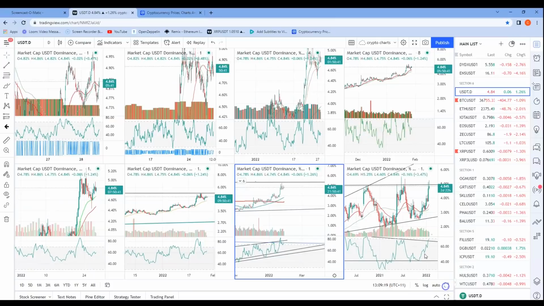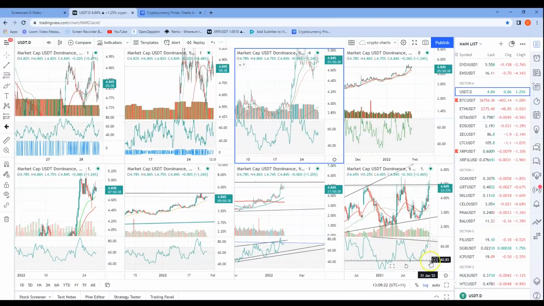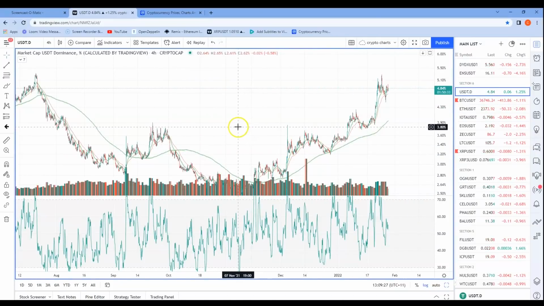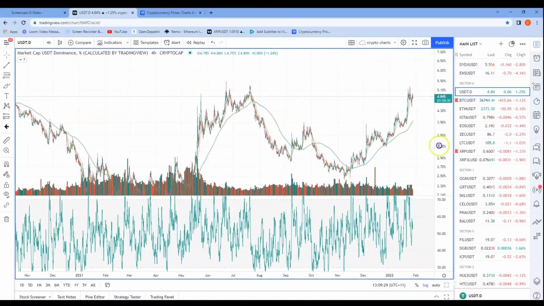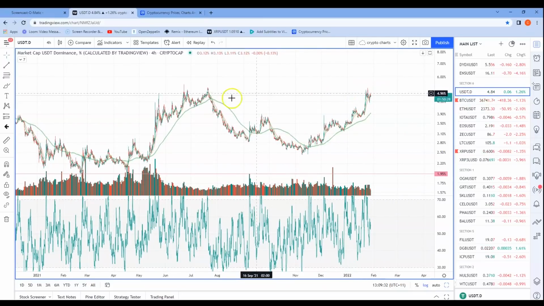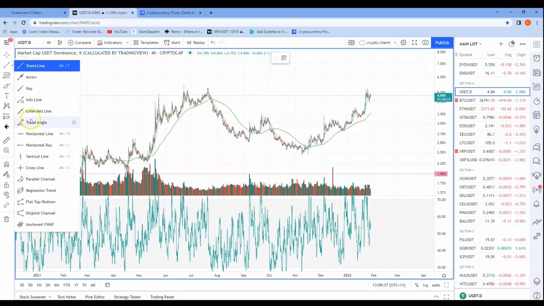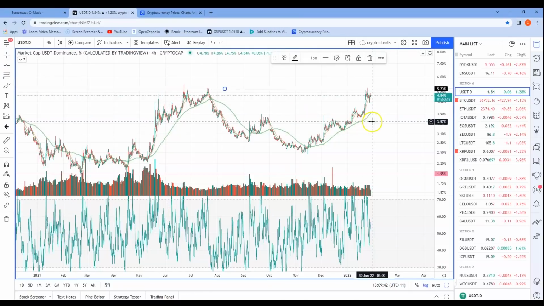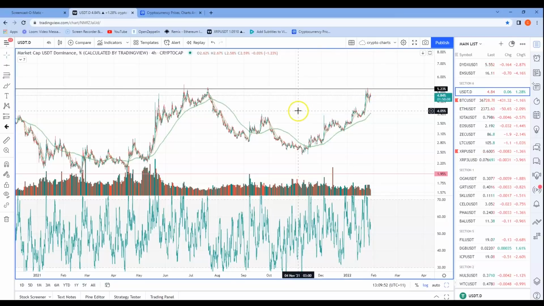When we go on the lower time frames, I usually look for divergences on the 4-hour chart on the USD market dominance. This is the 4-hour chart. So we are approaching the resistance level. If you put a trend line here around this area, what I'm looking for now is at least 3 confirmations that the top is in for USD Tether. So traders are not interested in holding Tether around here.